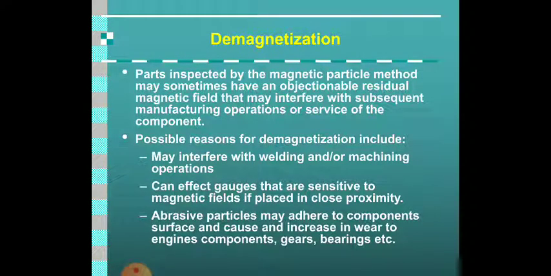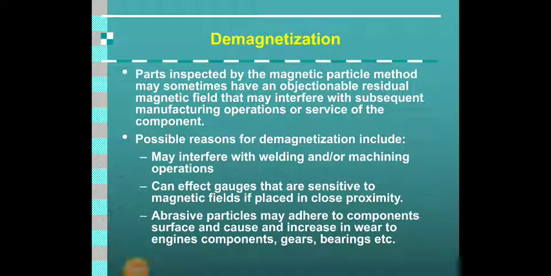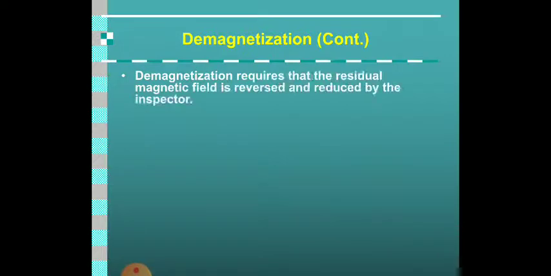So after application of this particular magnetization technique or the magnetic particle, the part inspected by the magnetic particle method may sometimes have an objectionable residual magnetic field, and that has to be removed. The possible reasons for demagnetization include that it may interfere with welding or machining operations, it can affect gauges that are sensitive to magnetic fields, and abrasive particles may adhere to component surfaces, causing increased wear to engineering components, gears, bearings, etc.